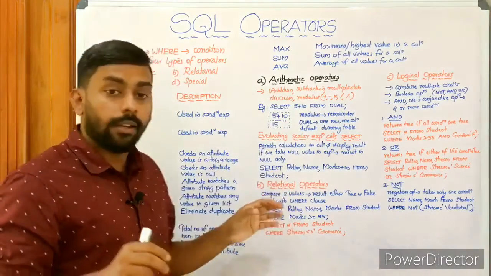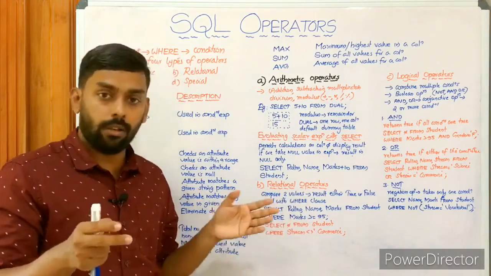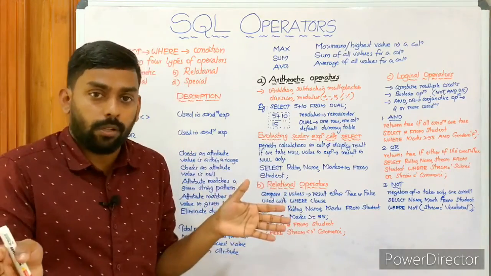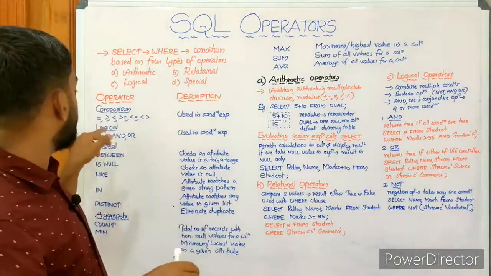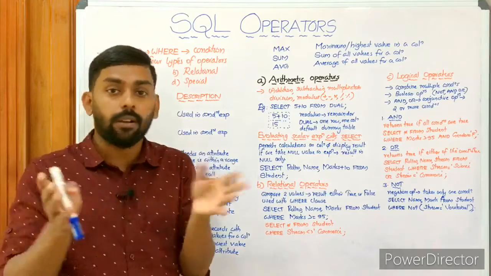Okay, so these are the relational operators. Actually, we have done two operators, greater than or equal to and not equal to. You can work with all types of operators here, and they belong to comparison: equal to, greater than, less than, all those kinds of things.